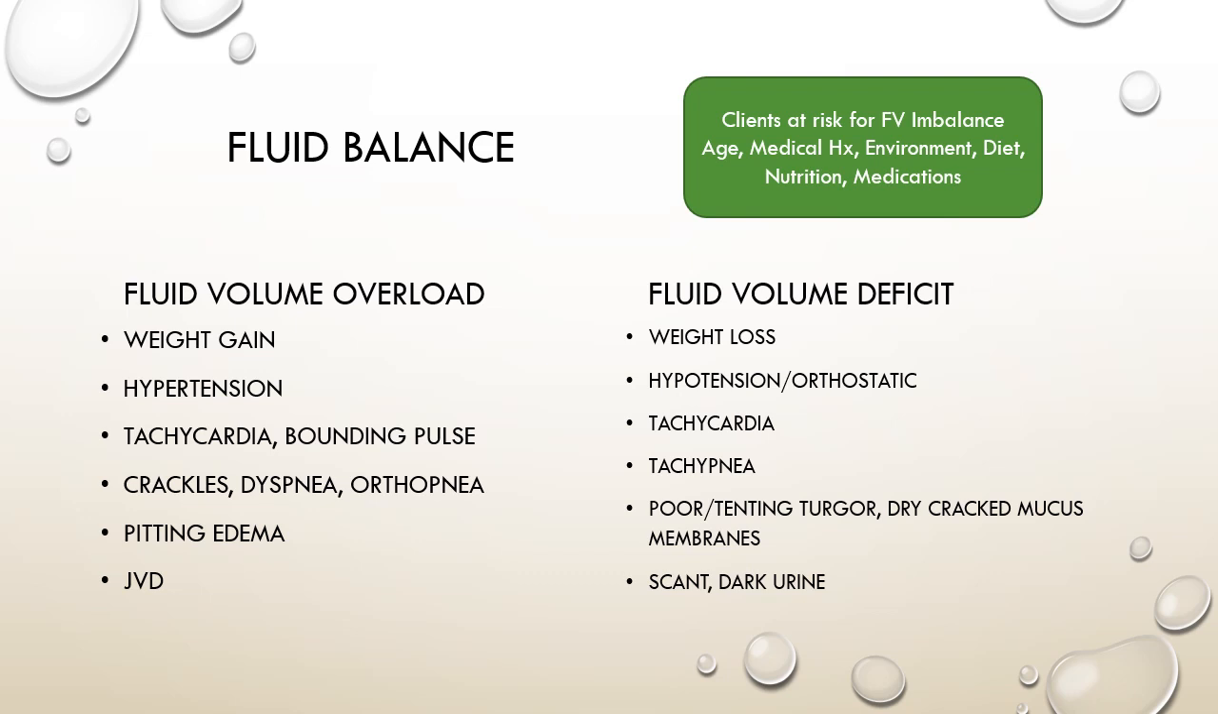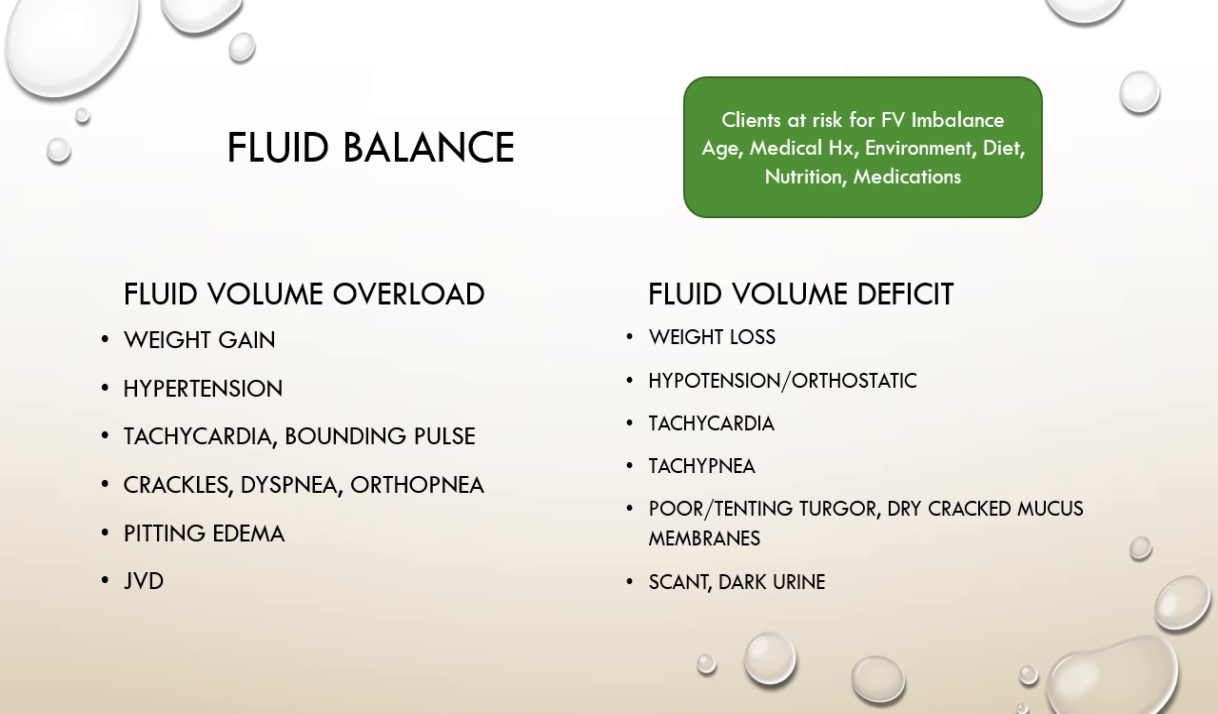On labs, we know that the H&H changes with fluid volume or fluid balance. So with fluid volume overload, we experience a hemodilution, or a decrease in our H&H due to an increase in plasma volume. And with fluid volume deficit, we experience hemoconcentration, or an increase in our H&H due to a decrease in plasma volume.